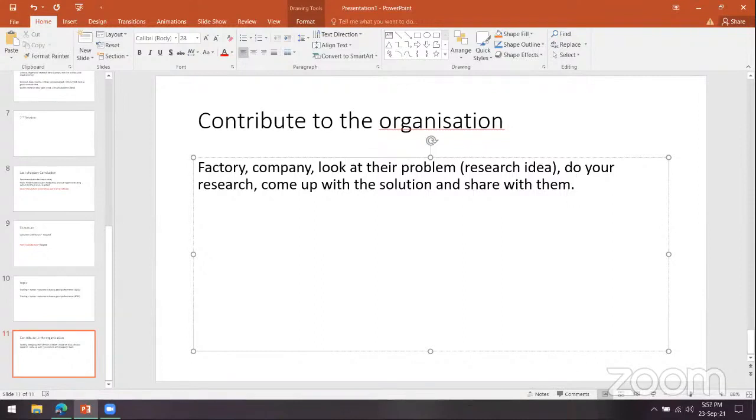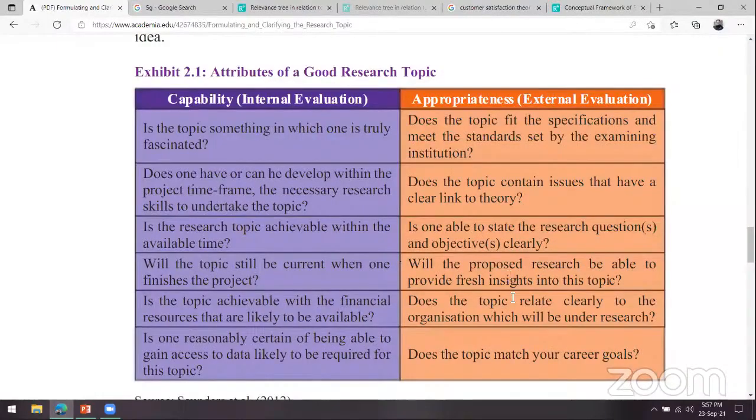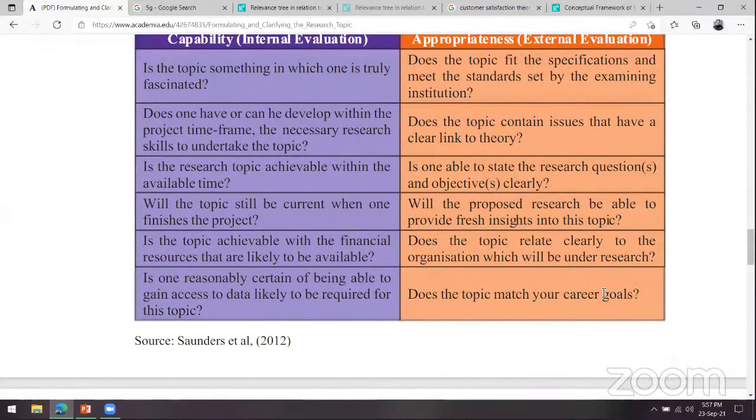So sometimes, remember, contributing back to the organization is one of the ways that you're able to sustain your research project. The last one would be, does the topic match with your career goals? Remember, after you have graduated from your master's and your PhD, what career do you really like to embark on? Do you want to be in academia? Do you want to get into the factory? Do you want to be an industrial practitioner, consultant, or policymaker? There are so many jobs out there that need your expertise.